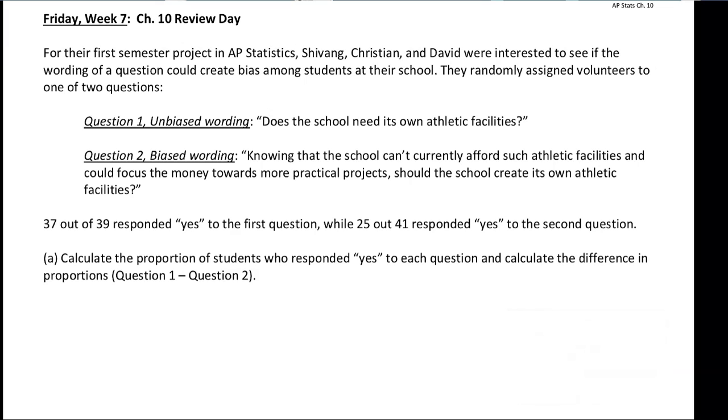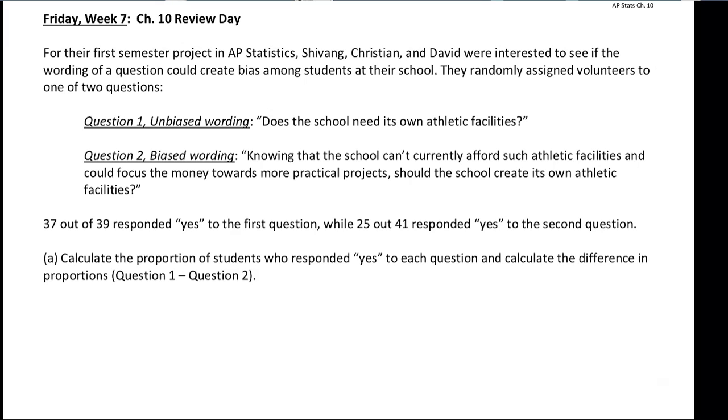For their first semester project in AP Statistics, Shivang, Christian, and David were interested to see if the wording of a question could create bias among students at their school. They randomly assigned volunteers to one of two questions. Question 1 was the unbiased wording. Does the school need its own athletic facilities?